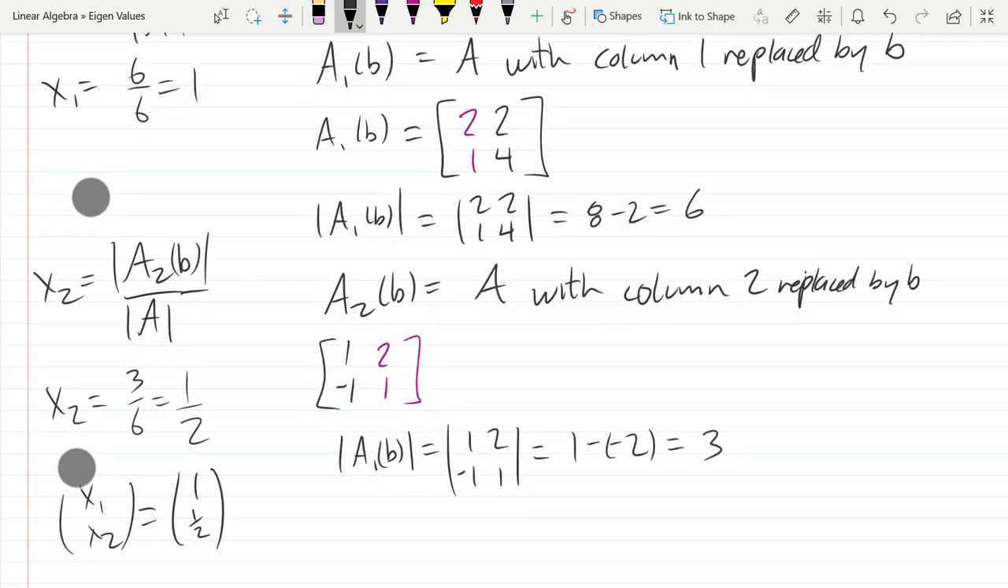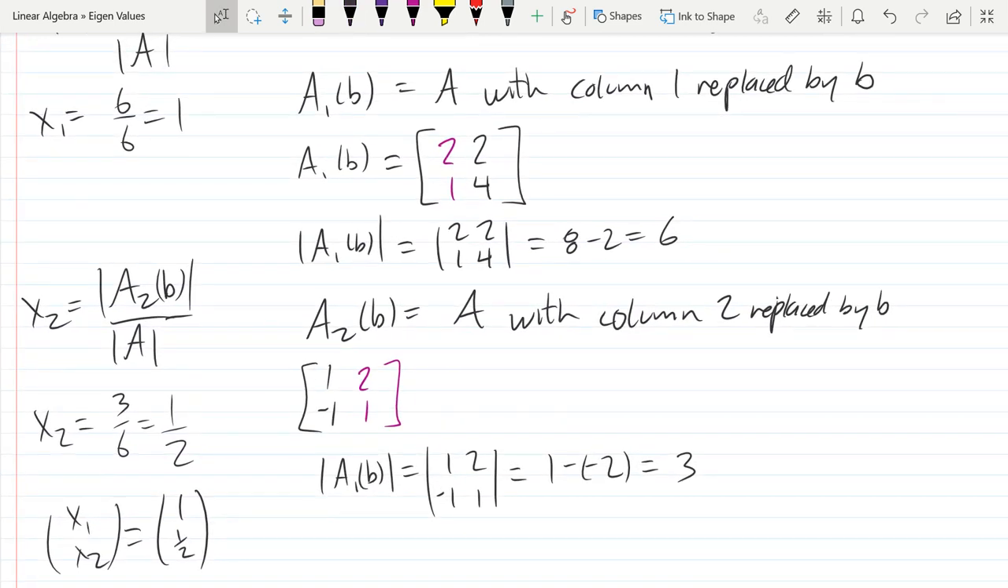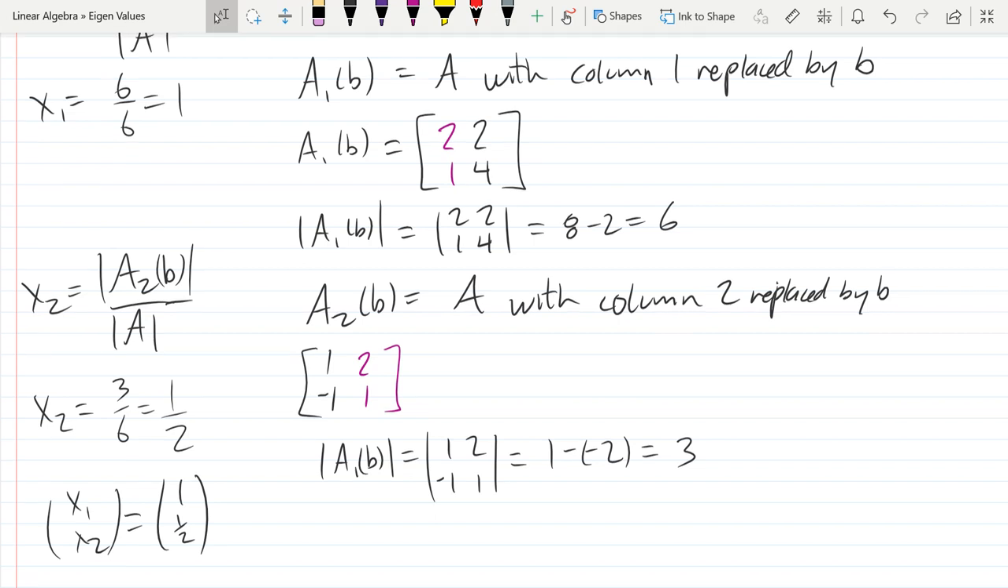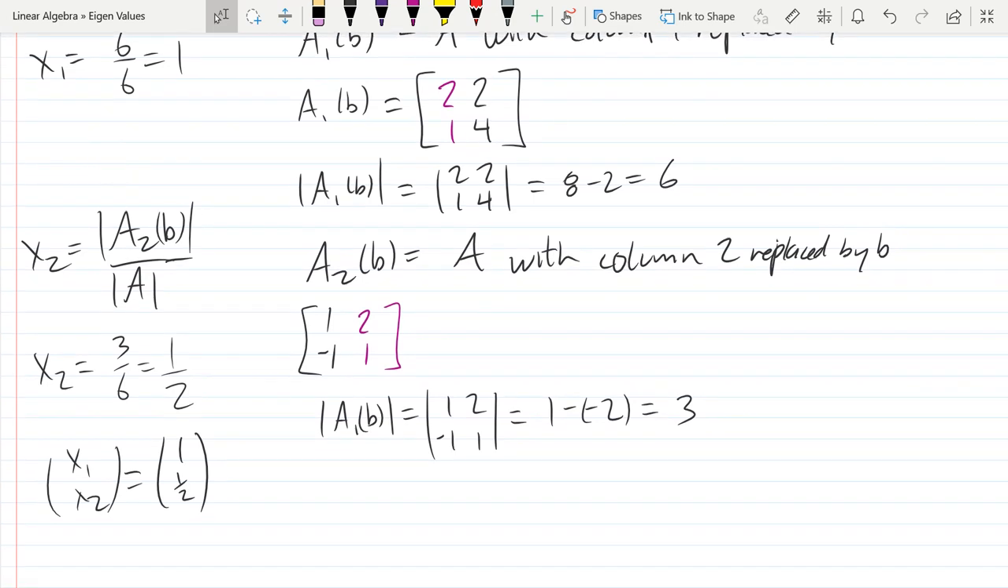So you should have gotten the A2B matrix is 1, 2, negative 1, 1. So we're just going to remove column 2 and put in the 2, 1 right there. So our determinant will be 3, and x2 will be that 3 over 6, which is 1 half. So our solution will be 1, 1 half. So any questions on that, getting that number right there?